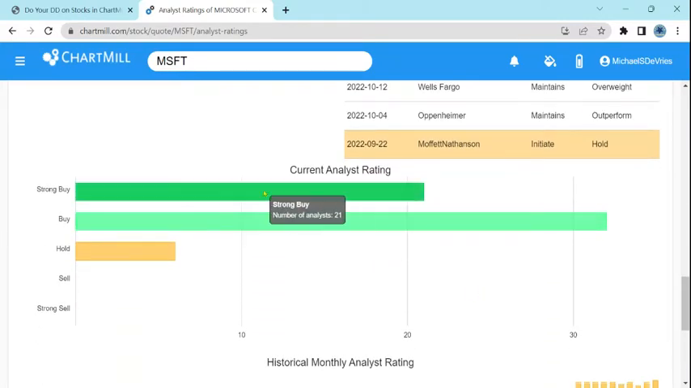Then we get a nice table or breakdown of what contributes to that consensus rating. So in this case, we've got 21 strong buys. We've got 32 buys. We've got 6 holds. We have no sells or strong sells.